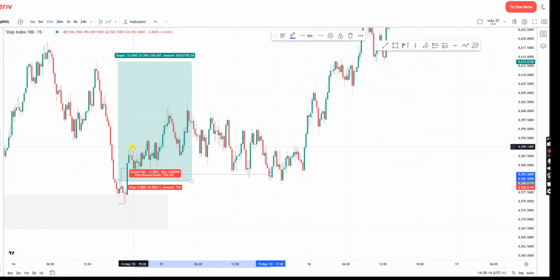It came back and broke the structure, which makes this an inducement. So now, what made me break even at this point? Because I saw this low here. After this impulsive move, I saw a break of structure. Then what do I do? I want to break even.